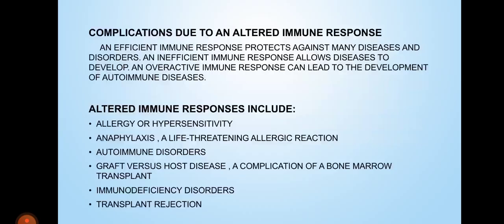Complications due to an altered immune response. An efficient immune response protects against many diseases and disorders, but an inefficient immune response allows disease to develop. Too much, too little, or the wrong immune response causes immune system disorders. An overactive immune response can also lead to the development of autoimmune diseases, in which antibodies form against the body's own tissues. Here is the list of complications from altered immune responses.